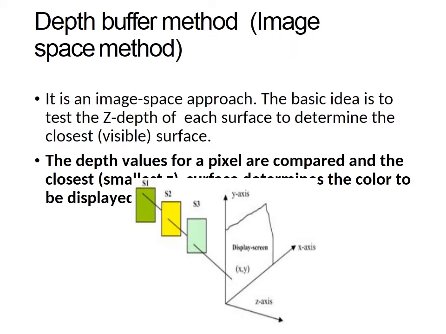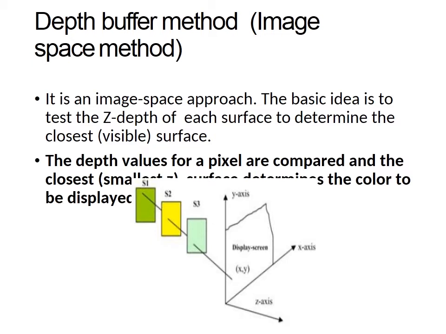The depth buffer method is also called the image space method. It is an image space approach. The basic idea is to test the z depth of each surface to determine the closest surface. The depth values for a pixel are compared and the closest, smallest surface determines the color to be displayed. So this is a very fast and easy technique for specifying visible surfaces.